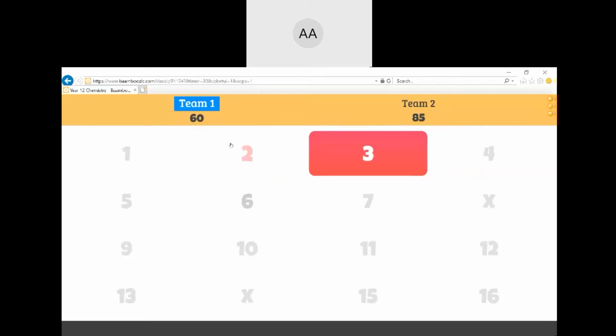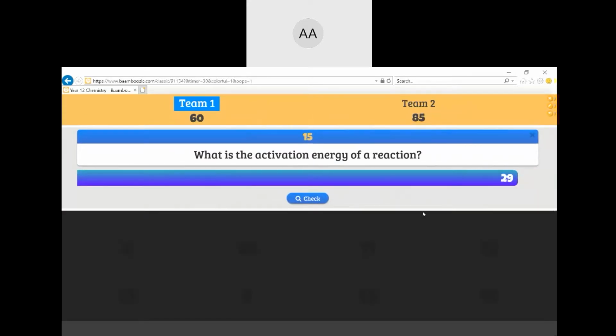Right, team 1. Let's see what you can do. Number 2. What is the activation energy of a reaction? Are you sure you want to give that answer? You've still got some time to think. You're coming in very early. Let's check.